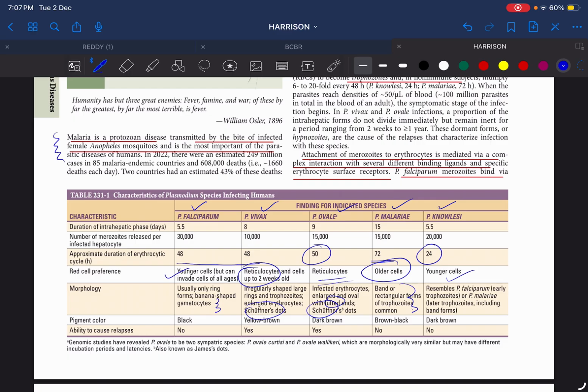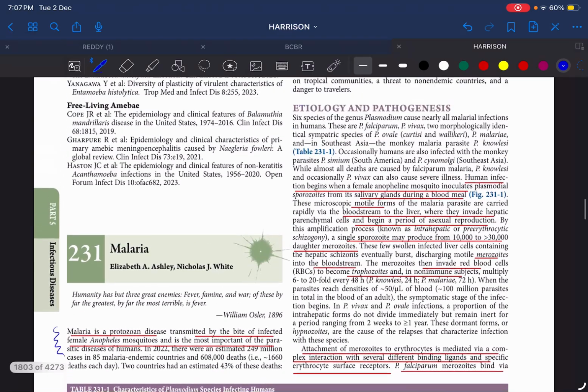Relapses are caused by vivax and ovale. Recrudescence is caused by falciparum and malariae. So this is the general introduction you must know about the various species of Plasmodium. So how does the Plasmodium cause infection? Female Anopheles mosquito inoculates the so-called plasmodial sporozoites from its salivary gland during a blood meal.